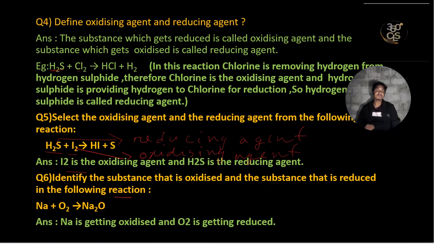reaction. Okay, now here in this reaction, sodium plus oxygen gives us sodium oxide. So oxygen is adding with sodium, so addition of oxygen is called what? Oxidation. So sodium is getting what? Oxidized. Now there is one more definition of oxidation and reduction.